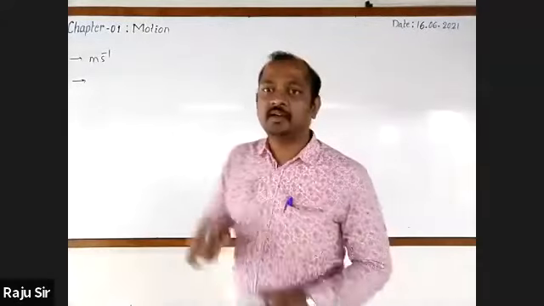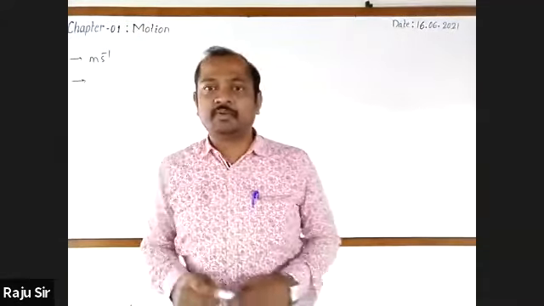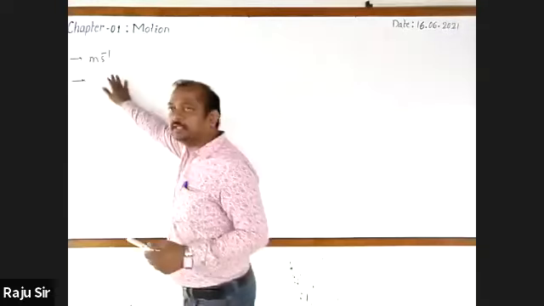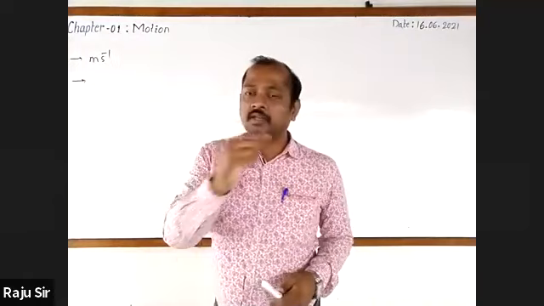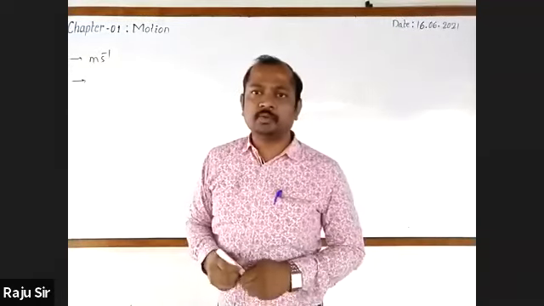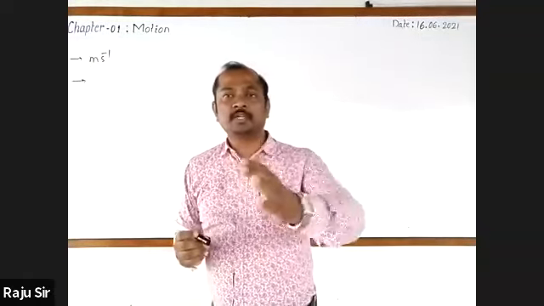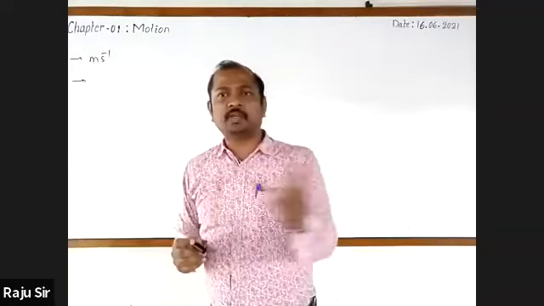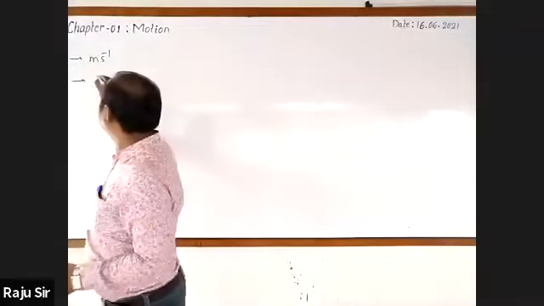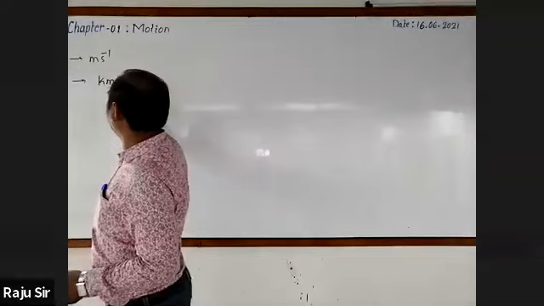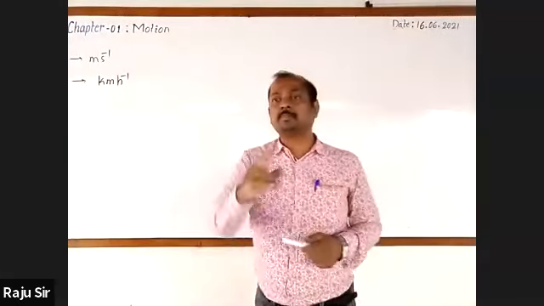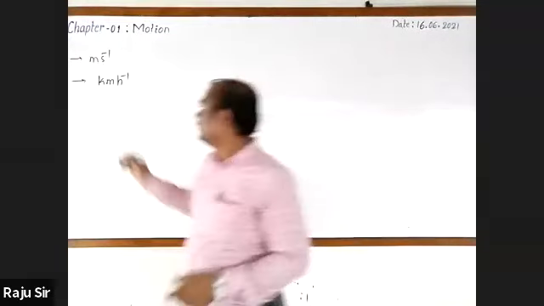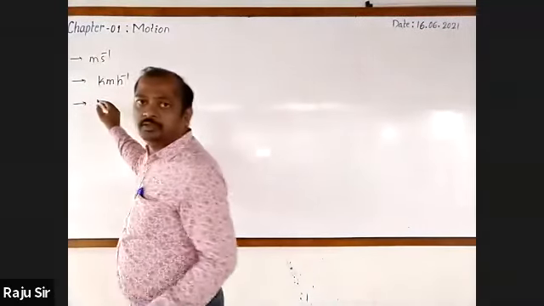See, the SI unit of speed or velocity is meter per second. And the other most commonly used unit to represent speed or velocity, particularly for vehicles, is kilometer per hour. We also know the relationship between these two.